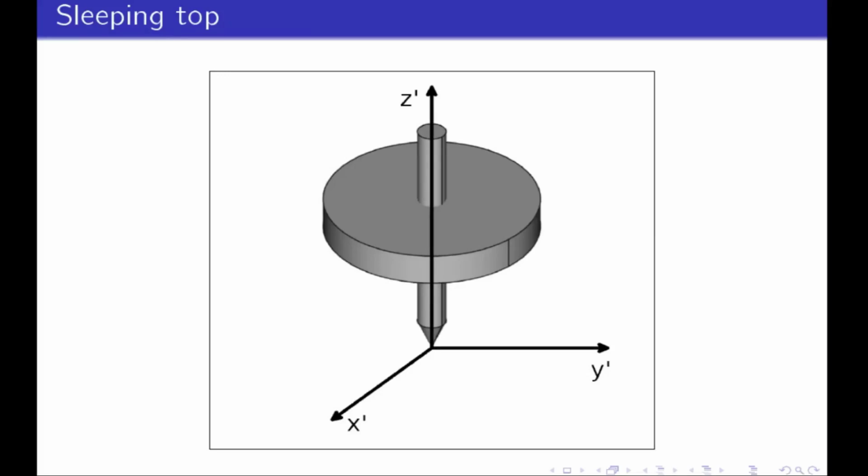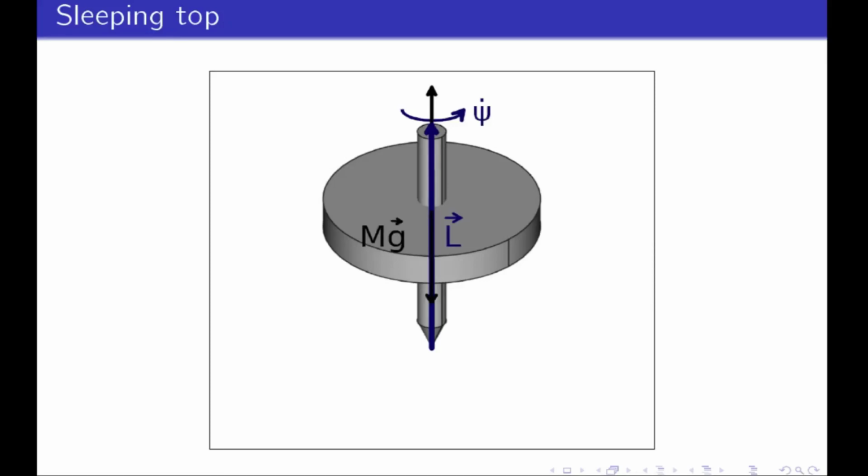Here the z prime axis points upward and the symmetry axis of the top coincides with the z prime axis. We know that the top spins around the symmetry axis with some angular velocity, say psi dot. Since there is an angular velocity, there will be a corresponding angular momentum. And we know that there is a gravitational interaction which results in a force equal to m times gravitational acceleration. To understand this type of motion, we need a relation between torque and angular momentum.